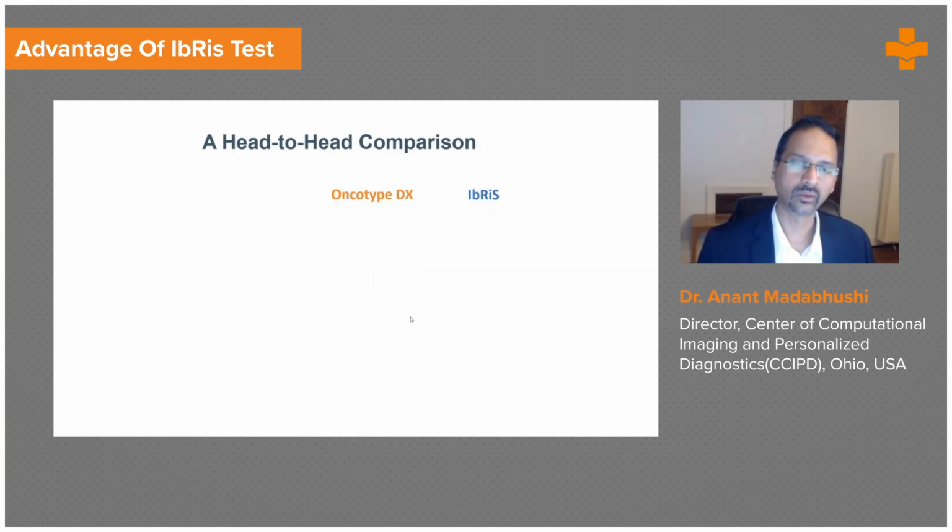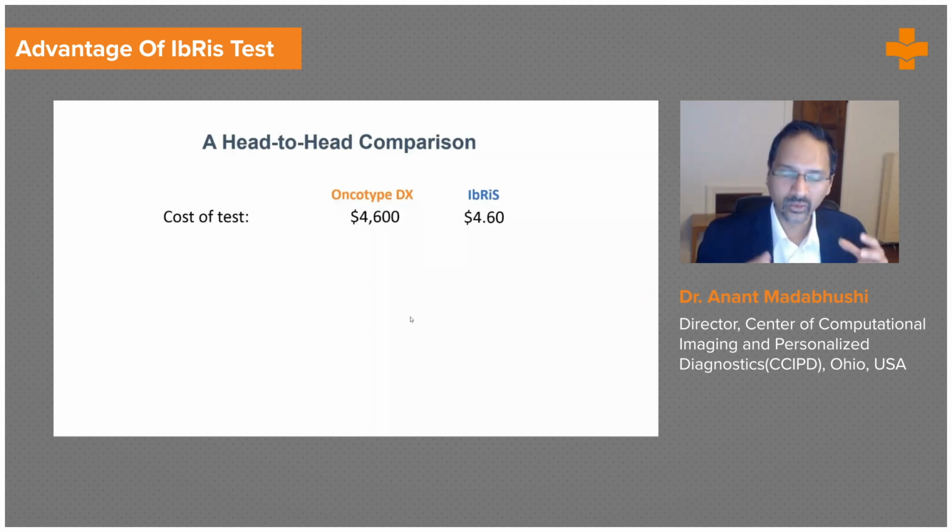Why is this important? As was mentioned at the start of the symposium, the topic of cost came up. And so I mentioned Oncotype DX, which is the molecular-based test, the 21 gene expression panel from Genomic Health. One of the big advantages of a test like ibRis is that it's orders of magnitude lower in cost, because you're only talking about the computational image analysis of a digital slide.